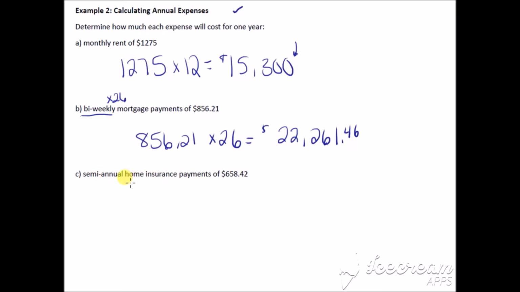Okay, and semi-annual home insurance payments. A lot of times house insurance is paid just twice a year. So this is 2 times a year. 658.42 times 2. And this is pretty bang on, house insurance is about $100 a month. Okay, so that's an expense of $1,316.84 per year.